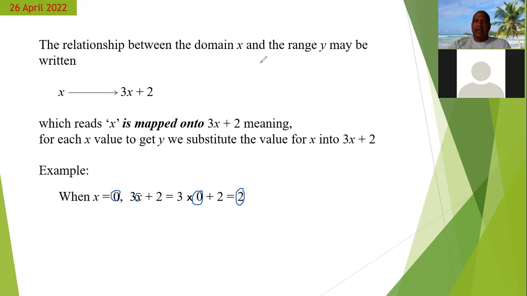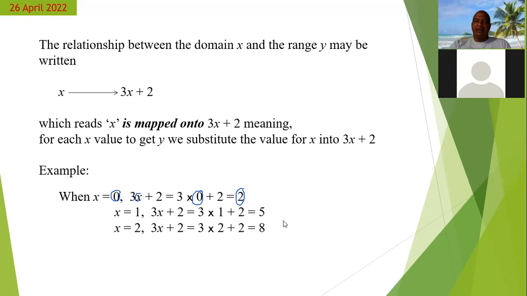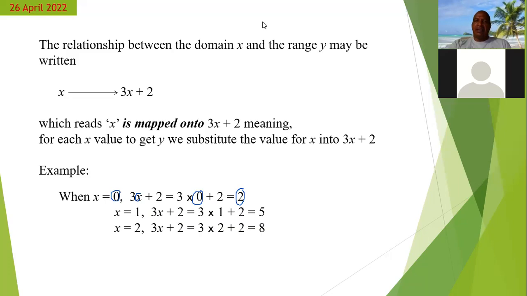All right. And so if we have X equal 1, we will do the similar thing. And then in our calculation, the range will be equal to 5. If you have X equal 2, the range equals 8. So the X values will be the domain and the Y values will be the range. All right. Any questions so far, guys?